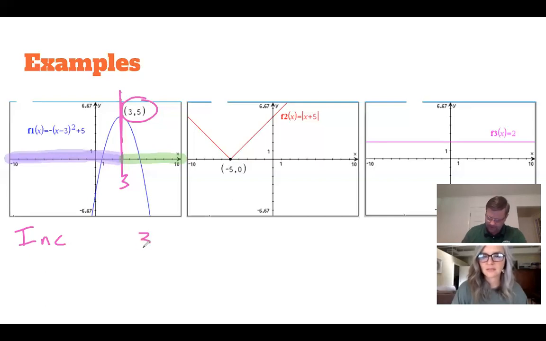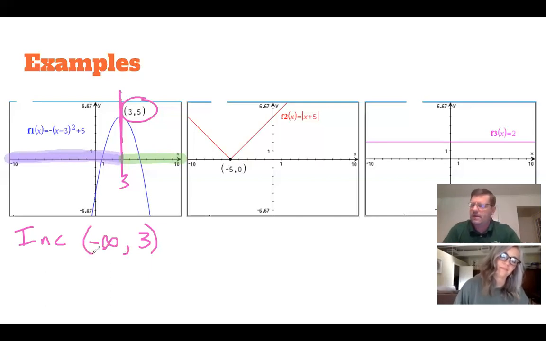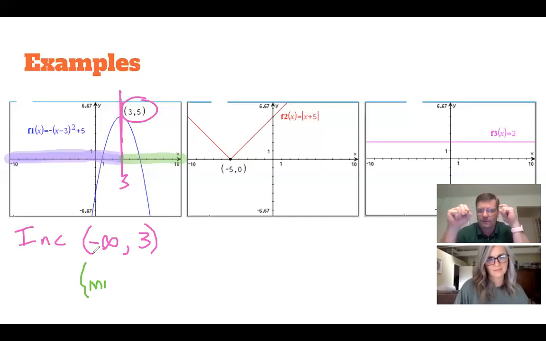So at 3, it changes. And for it to keep going to the left forever, that means forever is infinity, and that would be negative infinity because it's going to the left. Now, why did I put a bracket there? Hopefully, maybe you've never seen interval notation before. In interval notation, when there's a parenthesis on it, it doesn't include the endpoint. So when I get to that peak at x equals 3, it's neither decreasing nor increasing.